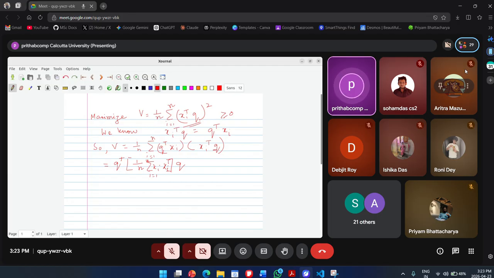You know that xi into xi transpose, xi are those data values, right? So this is going to be a square value, a scalar value. 1 by n into something is going to be some scalar value. Let's say I'm writing it as a constant value, which depends on the data. So this c value, let's say I'm considering c equal to this summation xi transpose.